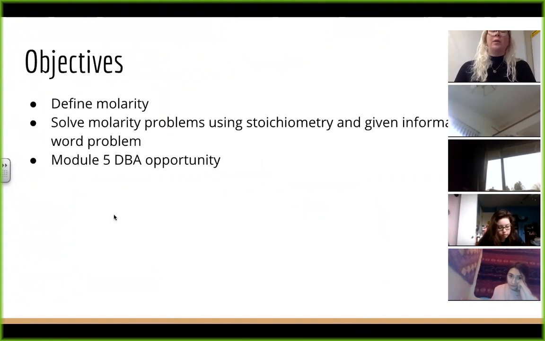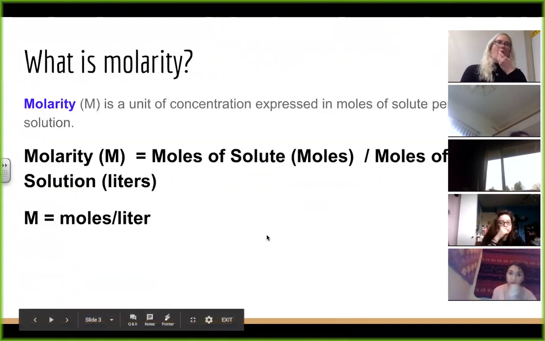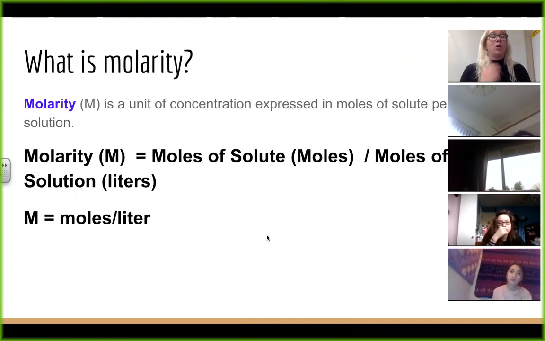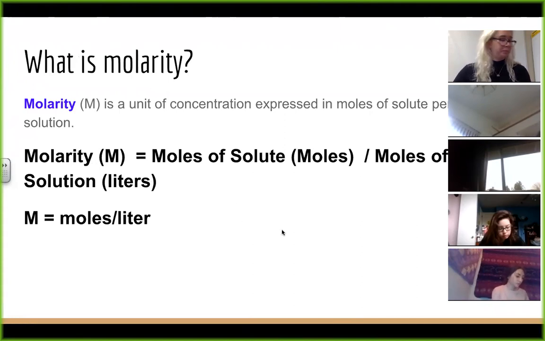So our objectives today are going to be to define molarity, solve molarity problems using stoichiometry and given information from the word problem, and Module 5 DBA. So if you haven't taken notes on this yet, I encourage you to take notes, and I'm going to go slow on some of the stuff so that you have time to write it down. So right now I'm actually going to give you an entire minute to write the definition of molarity. I would write all this bolded stuff as well, right, because this is kind of the shortcut. Make sure you know what the unit is. It's a capital M, has to be capital.